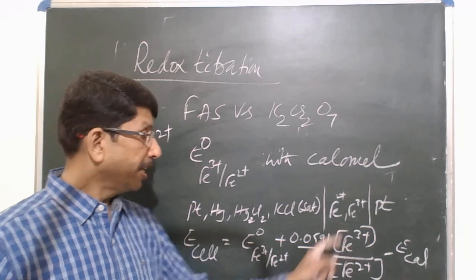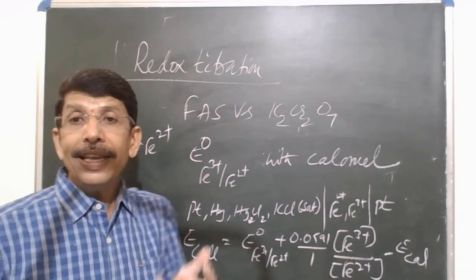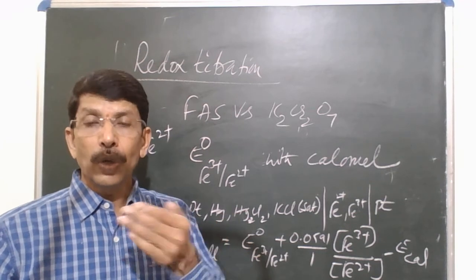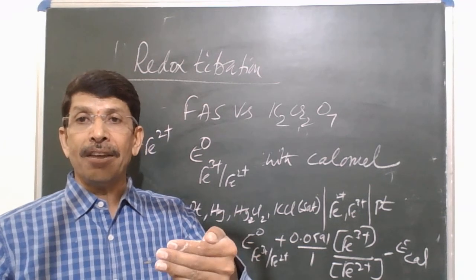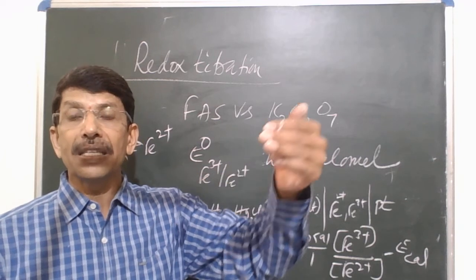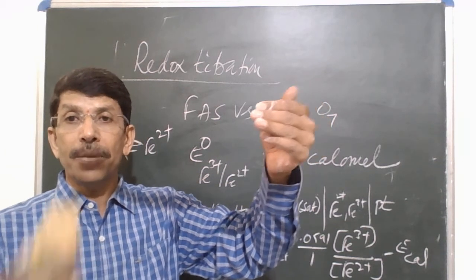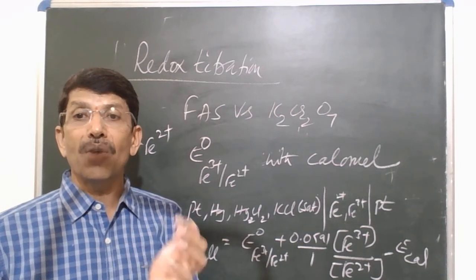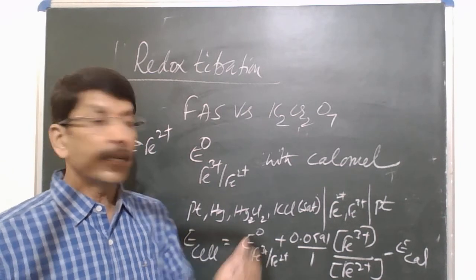So as this ratio increases, what happens to E cell? EMF also increases. So as long as FAS is present in the solution, EMF gradually increases with the addition of dichromate. Once all the Fe2+ ions are converted to Fe3+ ions, next what happens?